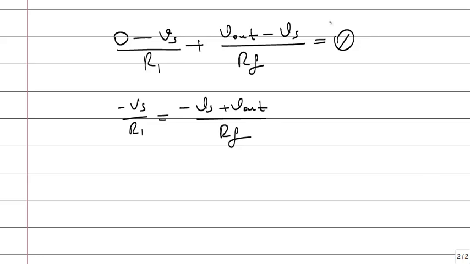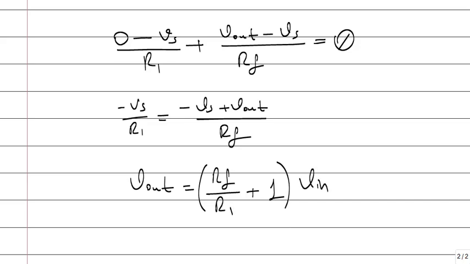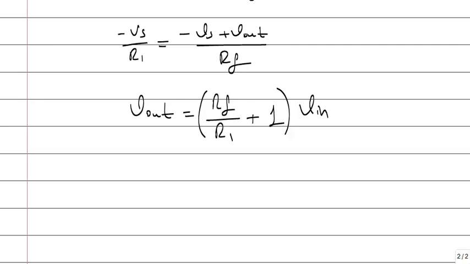I have carried this part to the other side, and from here V out is equal to RF divided by R1 plus 1 times V in. Okay. If you extract V out here, you will see this.